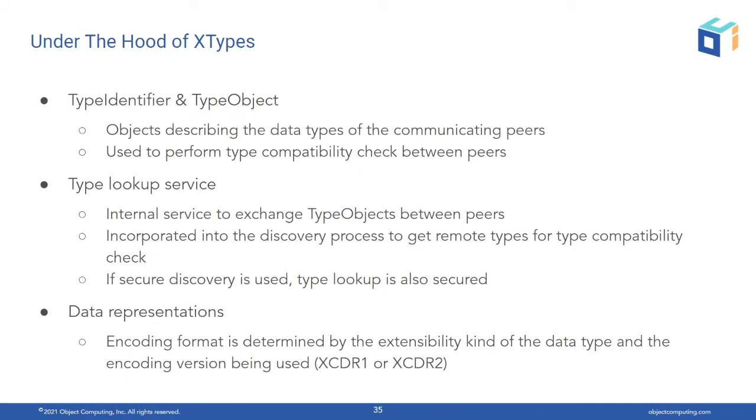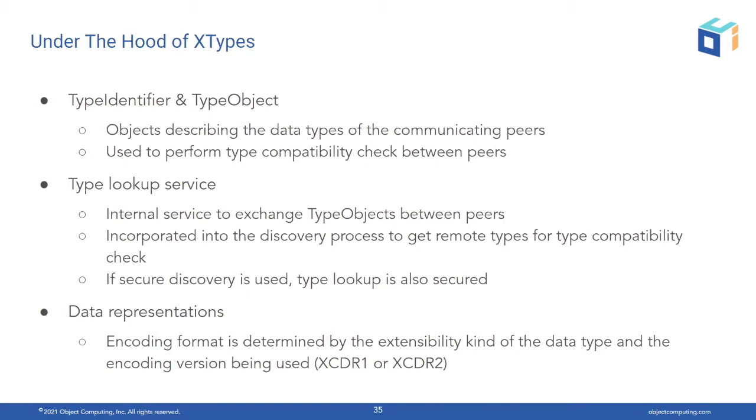Behind the scenes, there are several components that we implemented in OpenDDS in order to support Xtype. The first important component is type identifier and type object. Type identifier and type object are an alternative to the IDLs, which describe the data type of the communicating peers, and they are data structures, so they can be operated on and manipulated to perform the type compatibility checks between the peers of the Xtype system.